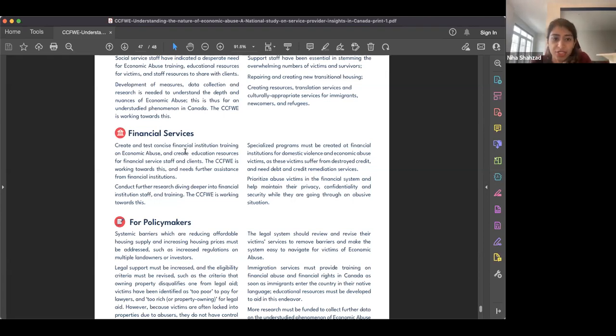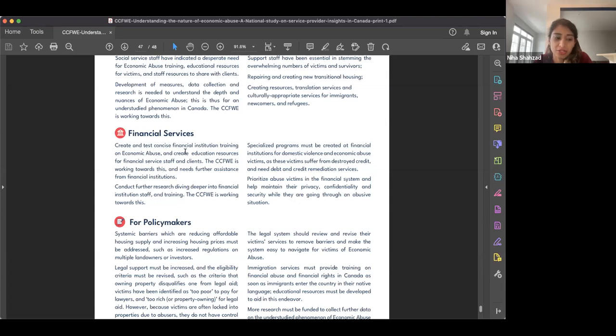Again, we need more research that dives deeper into financial institution staff. If Dr. Snow was here, she would tell you that we didn't have as much of an uptake in financial institutions for these surveys as with social service providers. That could have been because some financial institutions or staff might not think that domestic economic abuse is within their purview, which I would say is a bit of a myth that we need to address.